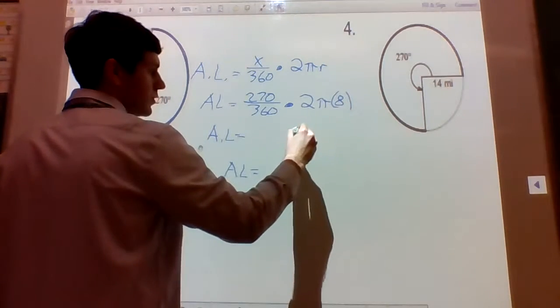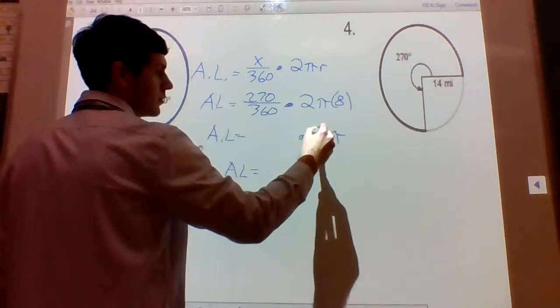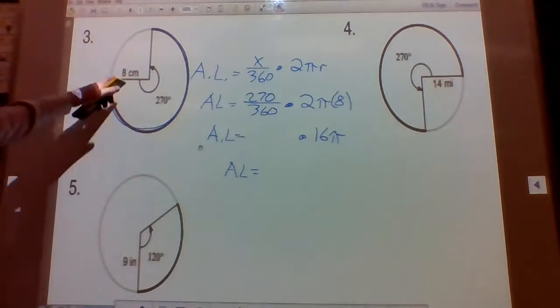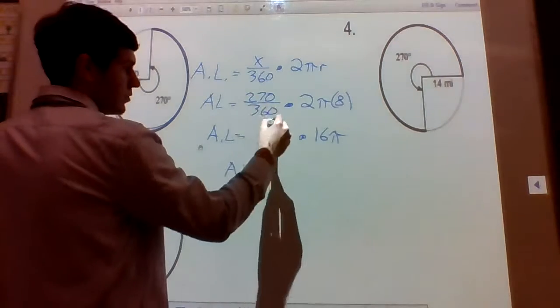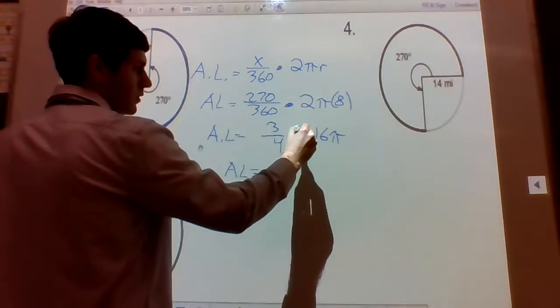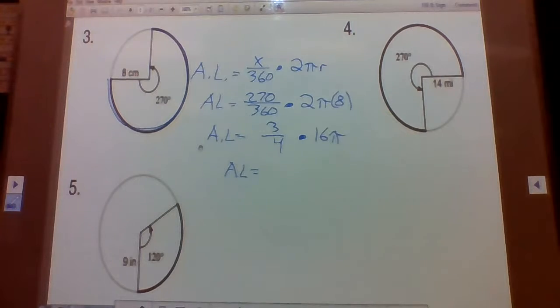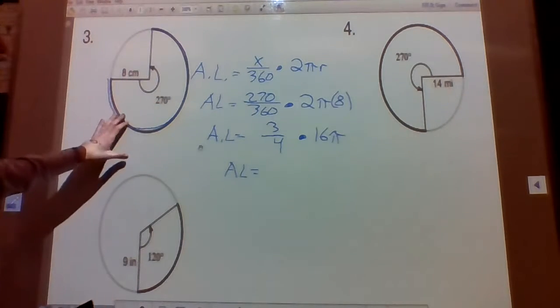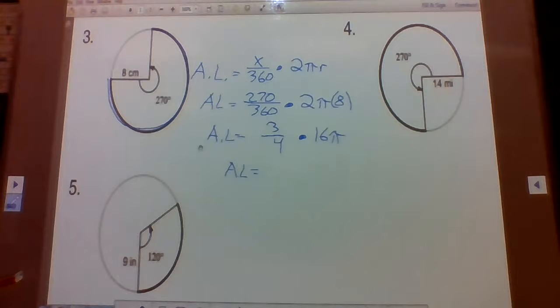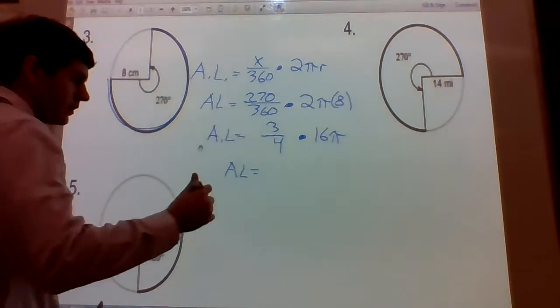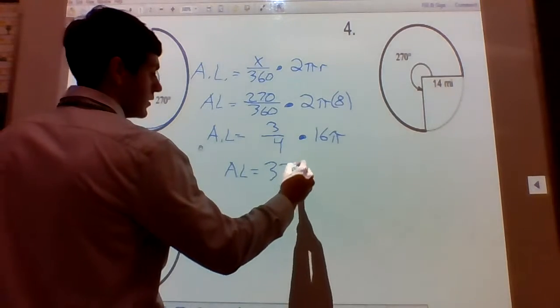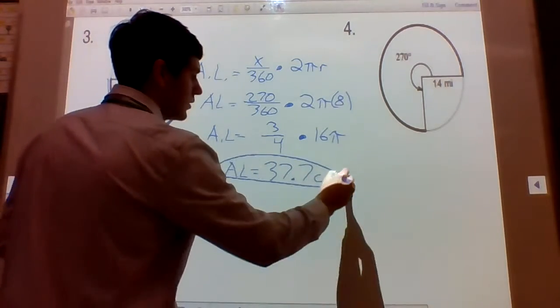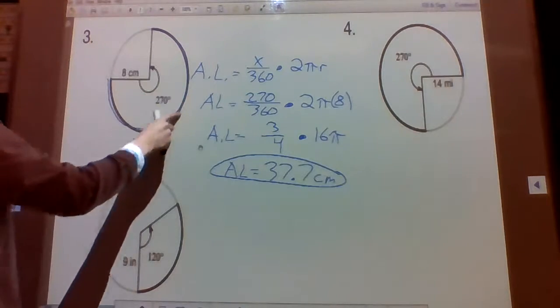Okay. The circumference of the whole circle is 16 pi. But again, we don't want the whole circle. We only want 3/4 of it. So 270 to 360 is going to give us 3/4. So 3 times 16 pi divided by 4 is 37.7 centimeters. So the length of this arc is 37.7 centimeters.